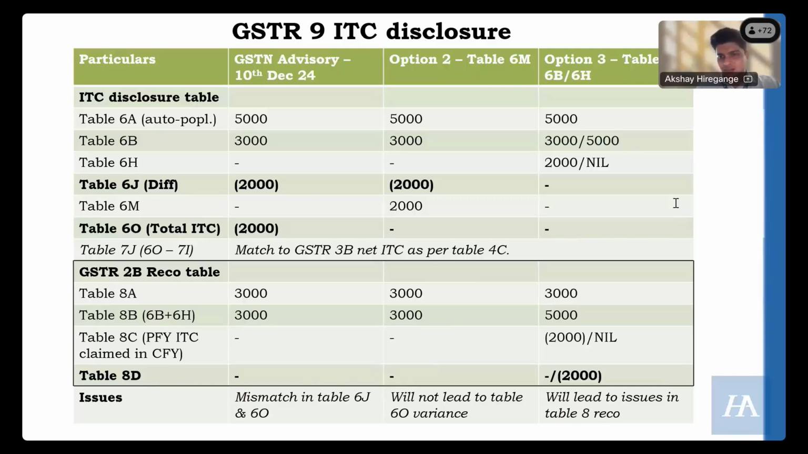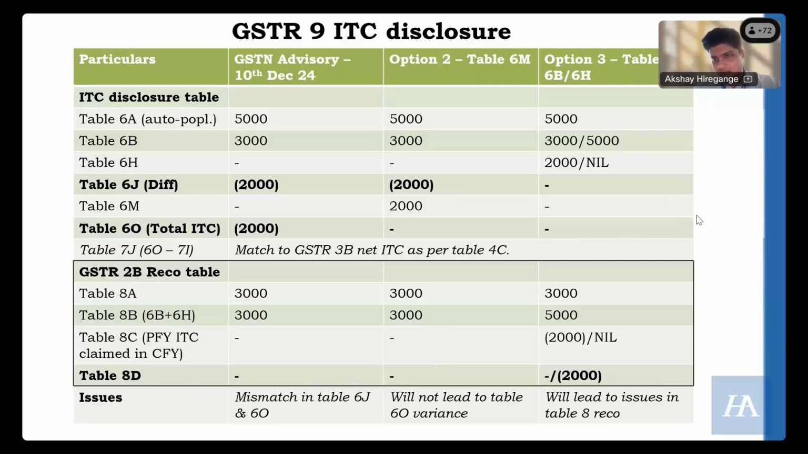So to this extent, table 13 can be used for RCM ITC. Where you have accounted the credit in 24-25 and claimed in 24-25, you can show it directly in next year table 6. Need not disclose in table 13 of 23-24.